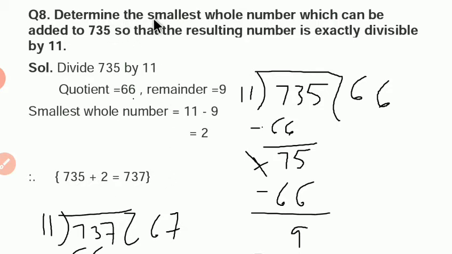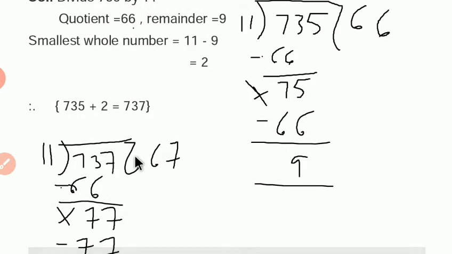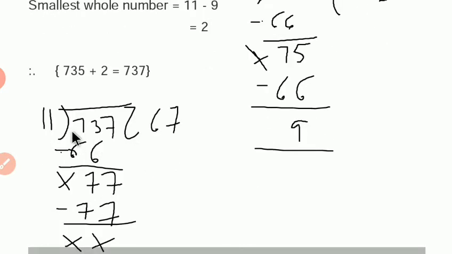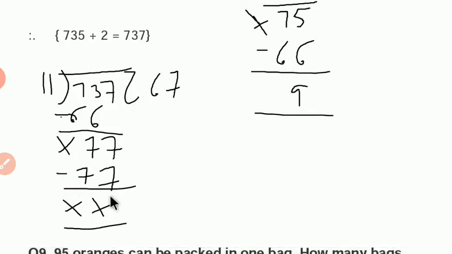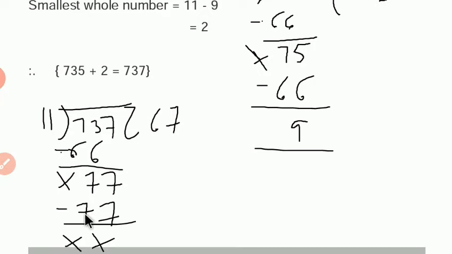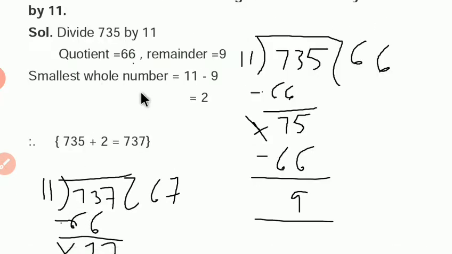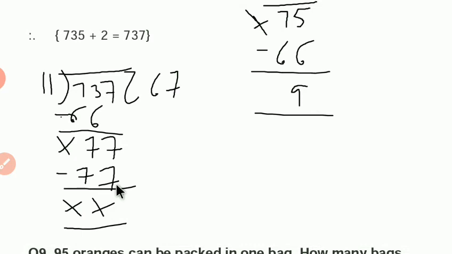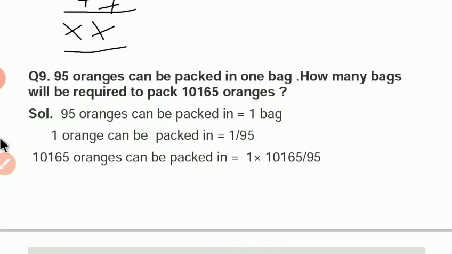Here it is given that we have to find the smallest whole number which can be added to 735. So the smallest whole number is 2, which can be added to 735 so that 737 is exactly divisible by 11. You can check also. Now we'll divide 737 by 11. You will get the answer as 67 and you can see that the remainder is 0. It means it is exactly divisible. So 2 is the smallest whole number which, if added to 735, makes 737 exactly divisible by 11. Now question number 9.